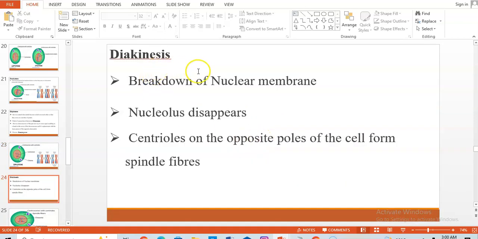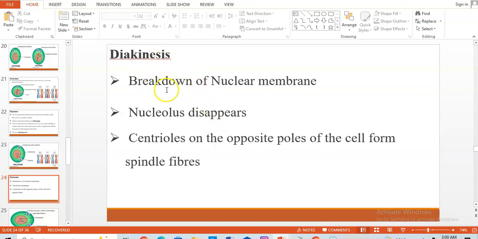So now let's go into diakinesis, which is the last part of prophase 1. So what happens here? There will be a breakdown of the nuclear membrane. The nucleus will disappear, and then the centrioles on the opposite poles of the cell start forming spindle fibers, because at this late diplotene, the centrioles have started migrating to the opposite poles of the cell, to the ends of the cell. So the centrioles will start forming microtubules that then form these spindle fibers, that will run from one end of the centriole to the other. So that's what will happen at this diakinesis.